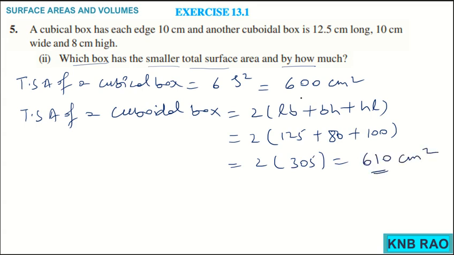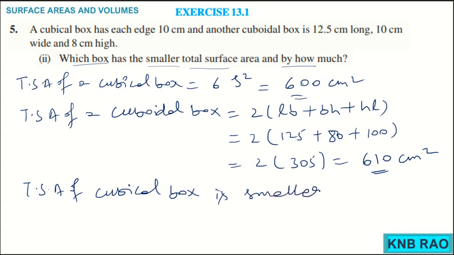Now, see which is smaller. Here the TSA of the cubical box is smaller. By how much is it? The difference is 10 centimeter square. So, this is how we do the conclusion. Next, moving on to question number 6.